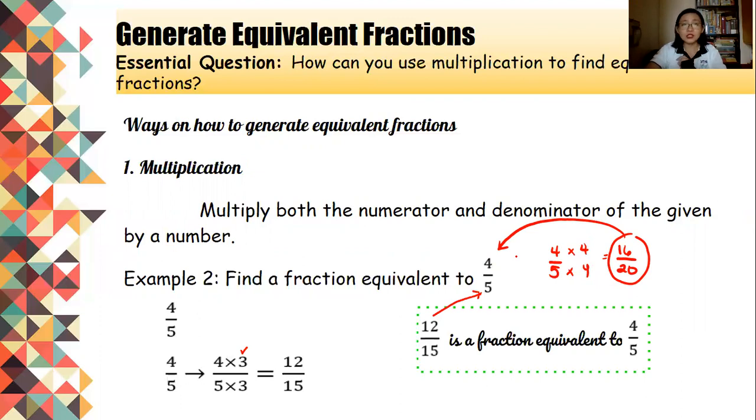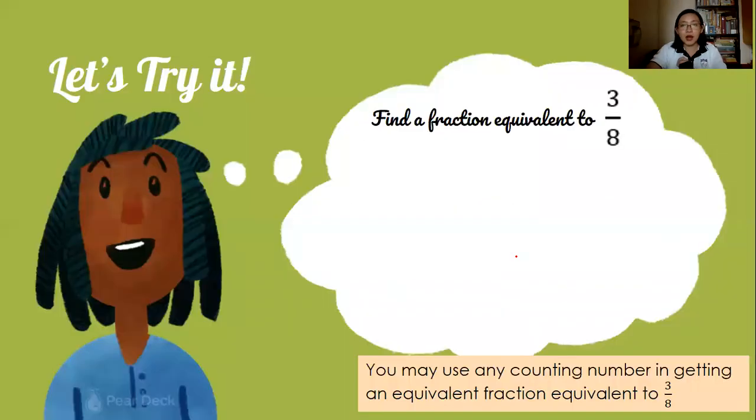For as long as you are just using one specific number to multiply your numerator and denominator. Now let's try to have some practice. Write the fraction or find the fraction equivalent to 3 over 8. Again, to remind everyone, you may use any counting number in getting an equivalent fraction to 3/8. So think, what number would you choose?